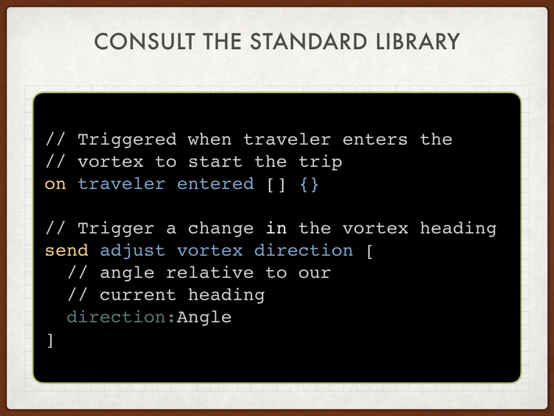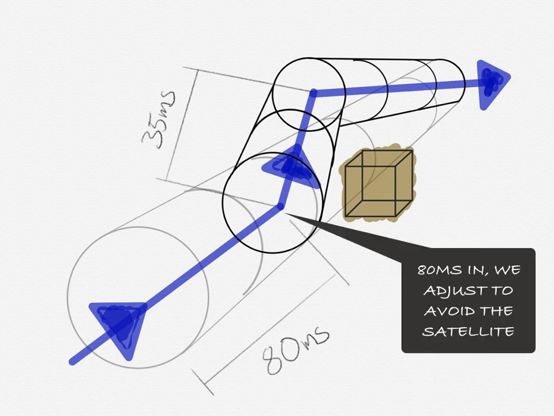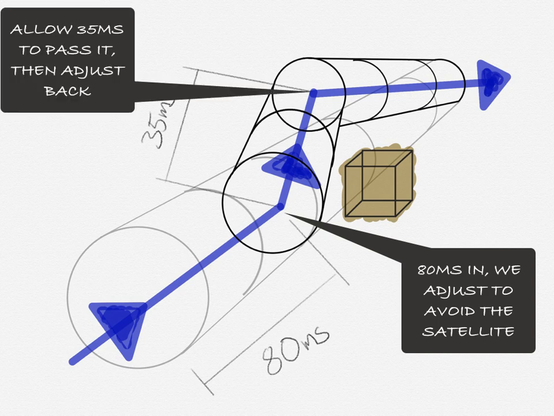Well, there's an event we can send called adjust vortex direction that allows us to steer the vortex one way or the other. And so what we can do is steer ourselves around the satellite before we run into it, and steer ourselves back to get back on course. So this is sort of a visualization of what we might want to do. 80 milliseconds into our trip, we adjust ourselves away from where the satellite is. We allow 35 milliseconds for us to get past the satellite safely, and then we adjust ourselves back so that we arrive at our destination with no problems. So let's see what that code looks like.